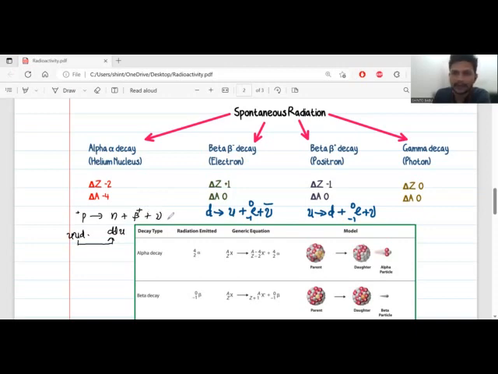Okay, now these neutrinos, be it beta minus decay or beta plus decay, antineutrino or neutrino, their energy will vary. Okay, they can have any value of energy. So you will see some questions related to this in paper 2. Now gamma decay is essentially a photon or radiation in the form of light. So when gamma decay occurs, there is no change to atomic number, or there is no change to mass number.